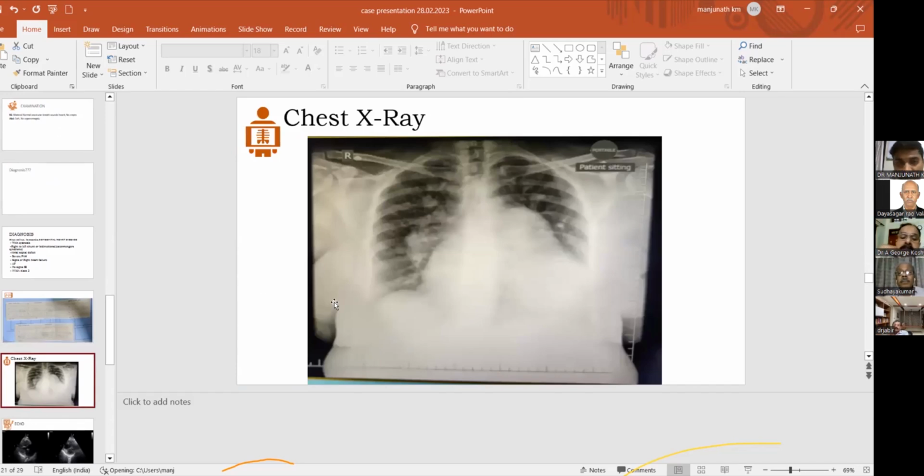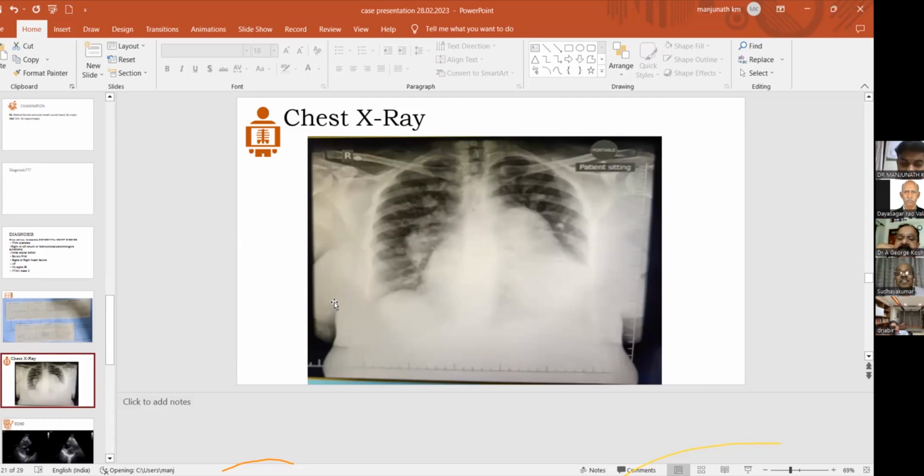Now with this X-ray, do you expect the second left interspace to be resonant or dull? Dull, sir. But you said it is resonant. Sir, I was not sure. Sorry. You should have said that in the beginning.